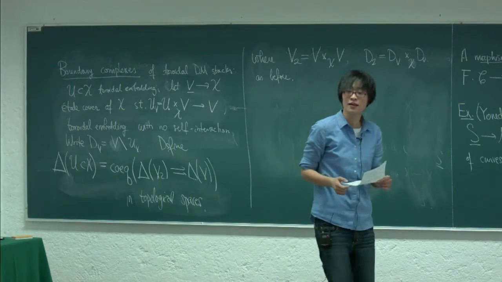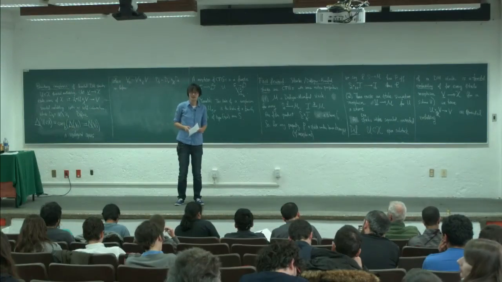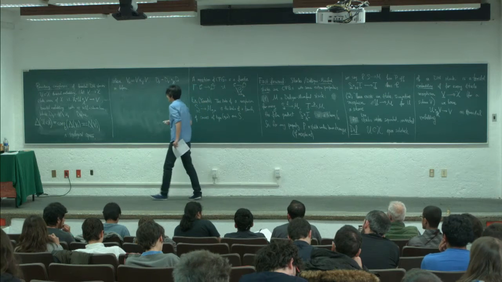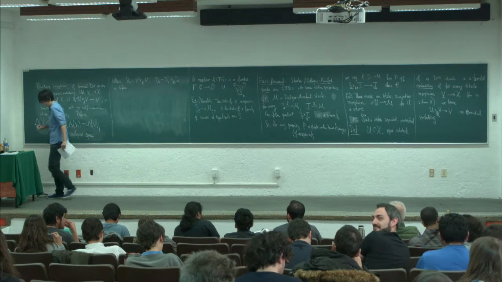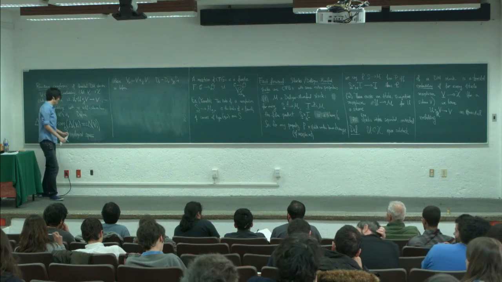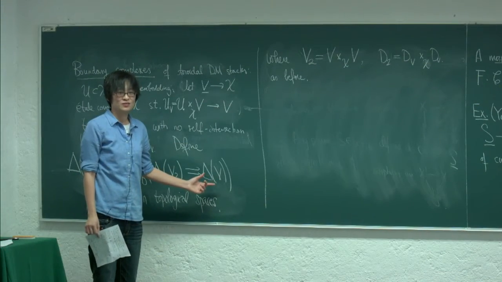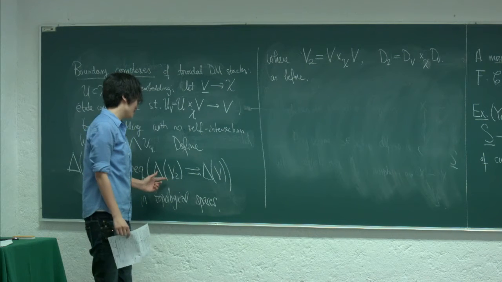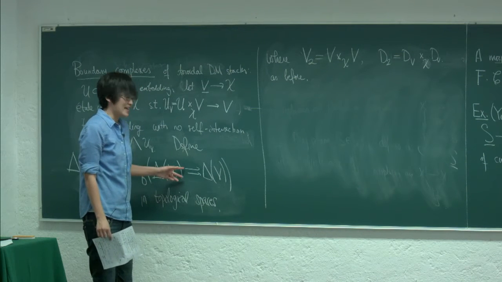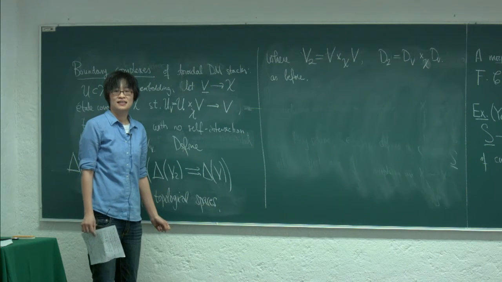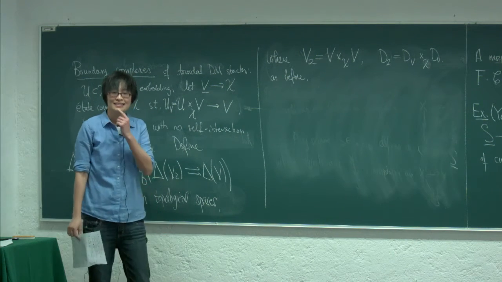I'm sorry, could you remind us what the co-equalizer means? Just colimit. Okay, so yes. So you have two morphisms of topological spaces. So just please glue points that are obtained from this identification, right? So consider it as an identification of topological spaces. No, that didn't help, sorry.